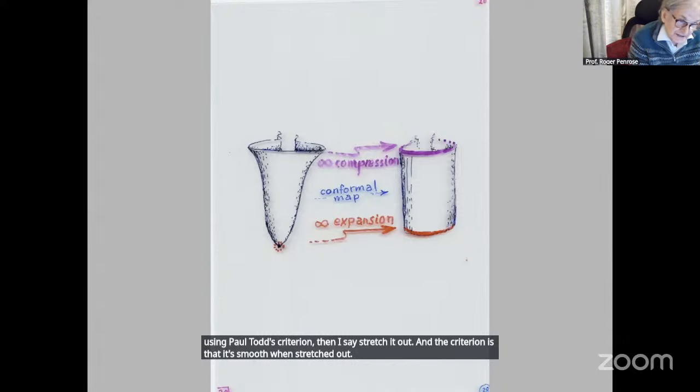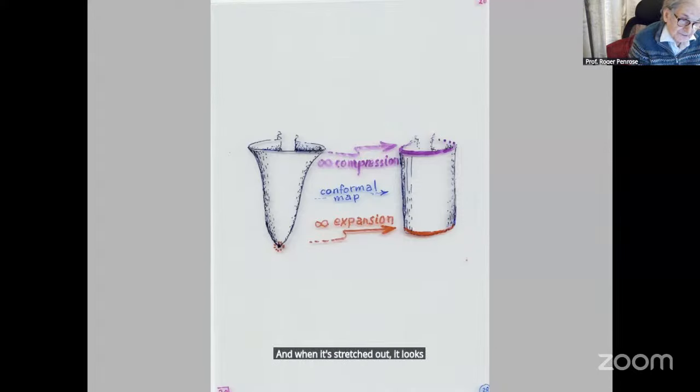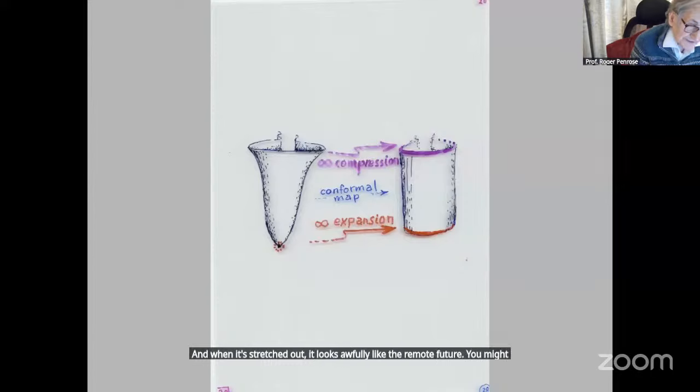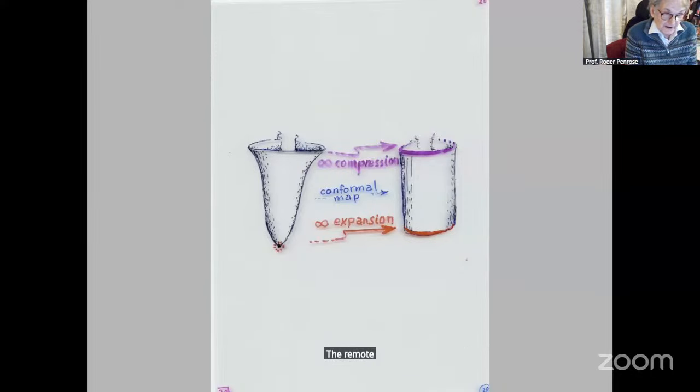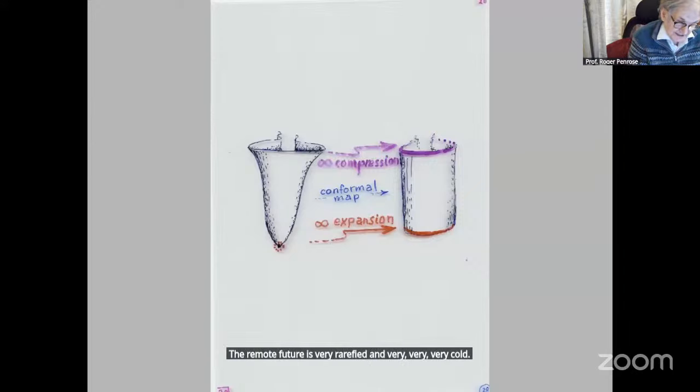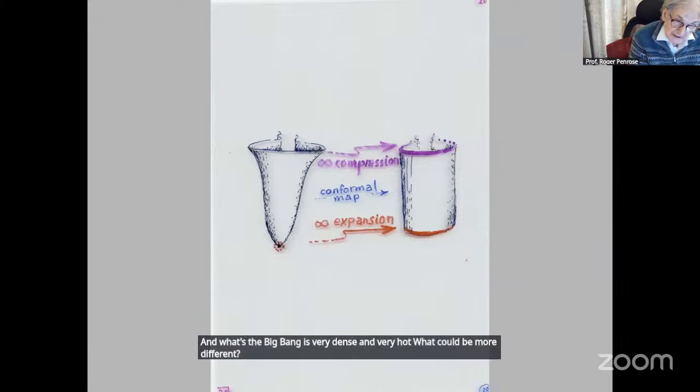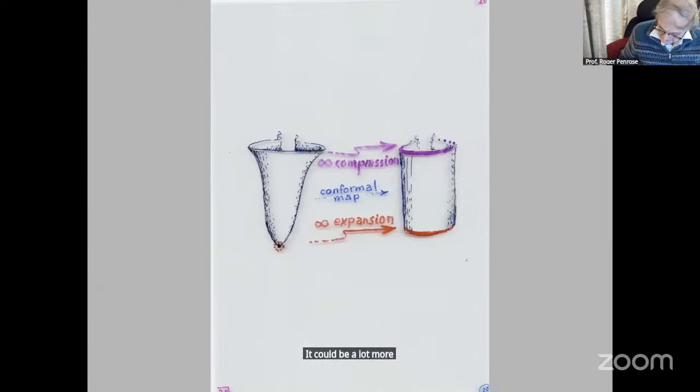And when it's stretched out, it looks awfully like the remote future. You might say, what could be more different? The remote future is very rarefied and very, very, very cold, and what's the Big Bang? It's very dense and very hot. What could be more different? Well, they could be a lot more different. In fact, they're not all that greatly different.